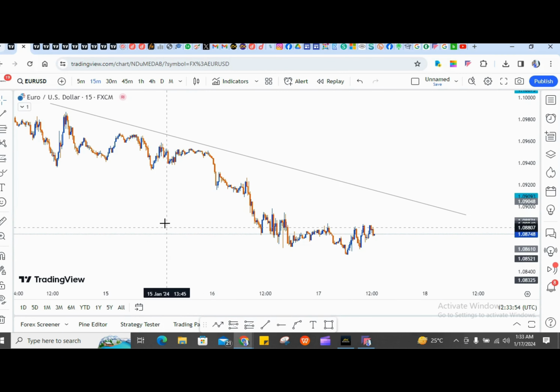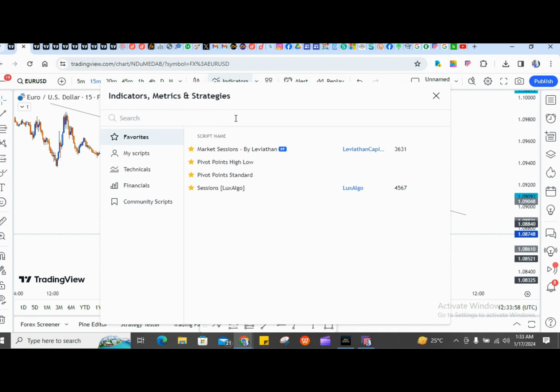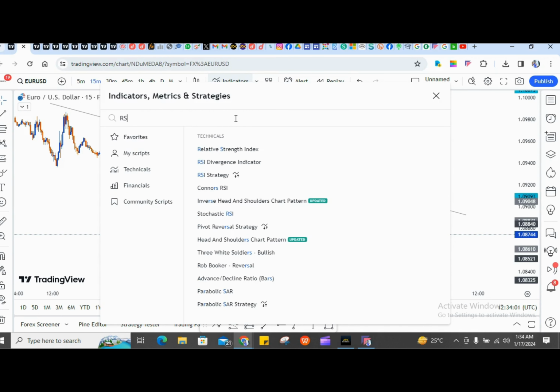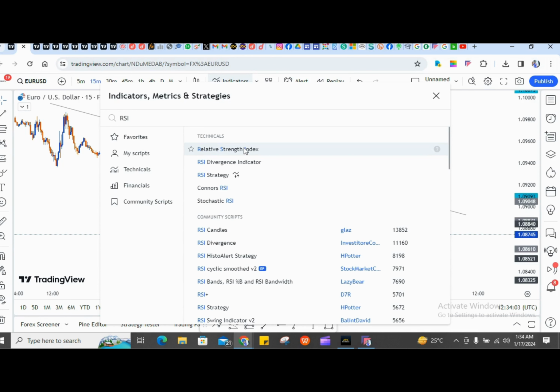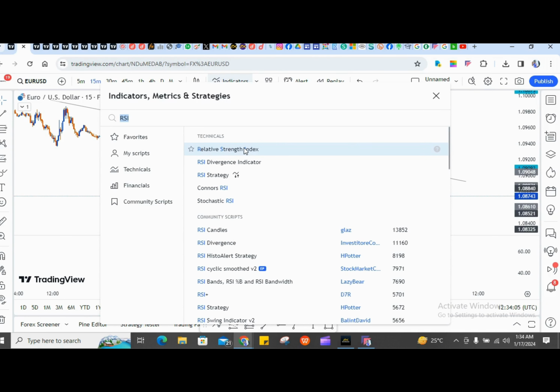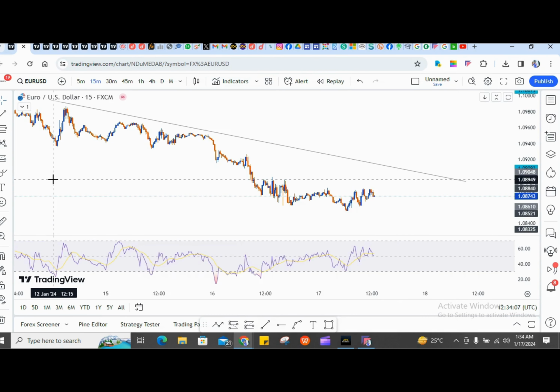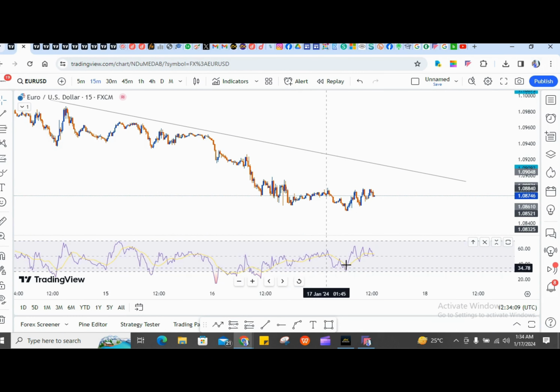Then we can add the RSI. So let's add the RSI here. RSI, relative strength index. Okay, so let's add it. Okay, we've added it. All right, this is using 60/40.